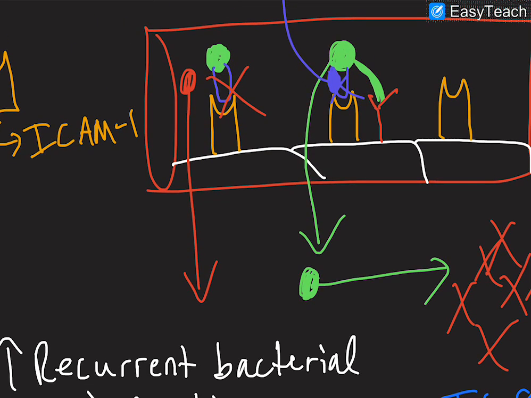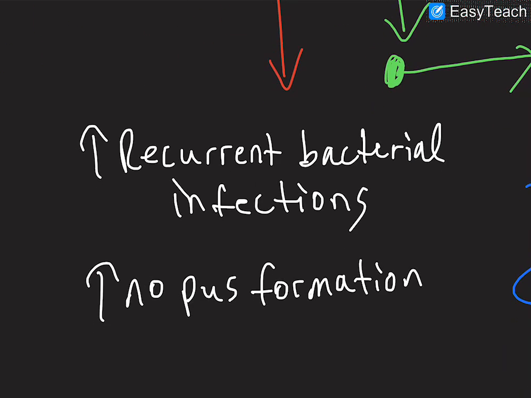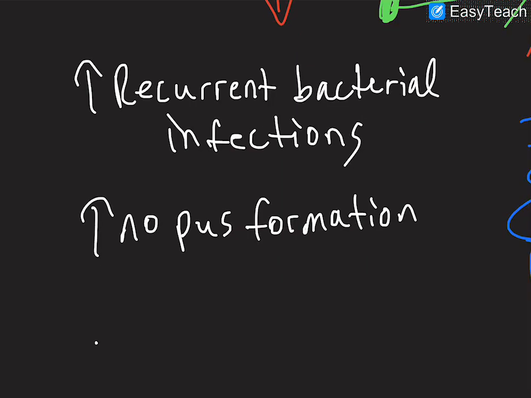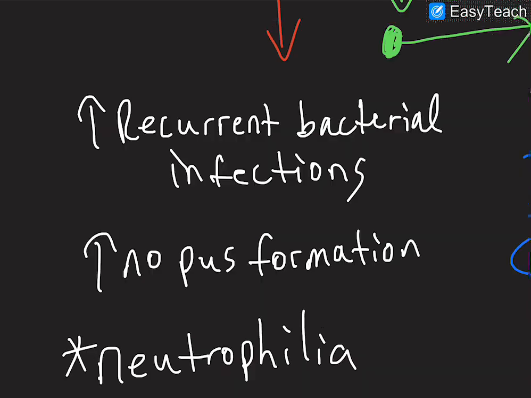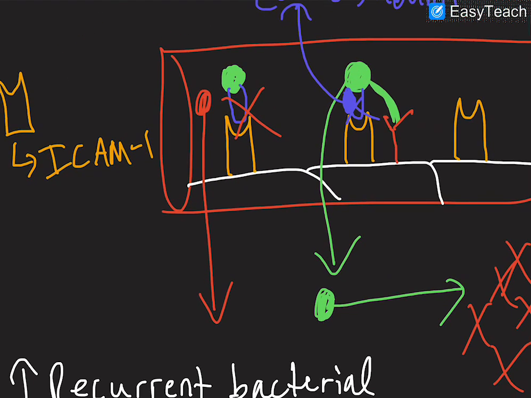Another thing, if your neutrophils cannot exit your bloodstream and go to your tissues, that means you're going to have a lot of neutrophils in your bloodstream because they can't exit. So then you'll see leukocytosis if you do a lab. In labs, you'll see leukocytosis or neutrophilia. So let's write that down. So another thing we'll see is neutrophilia or leukocytosis, because the neutrophils are trapped in circulation.